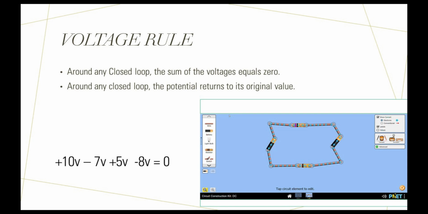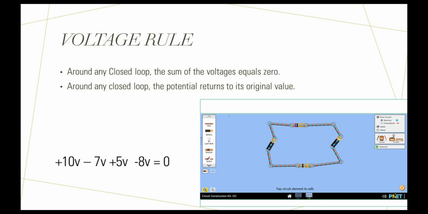Now let's look at the voltage rule. For the voltage rule, around any closed loop, the sum of the voltages equals zero. Another way to look at this is to remember that each voltage is a potential difference, so we could phrase this rule as: around any closed loop, the potential returns to its original value.